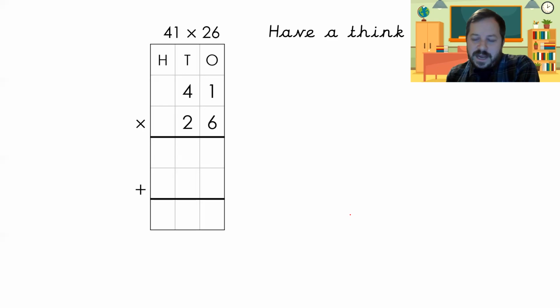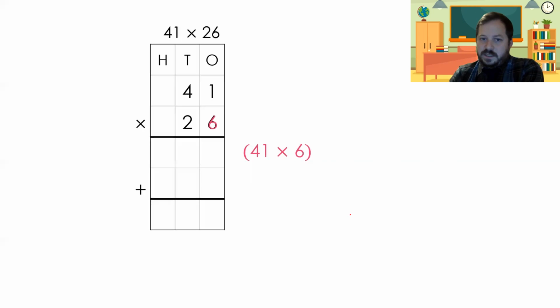Okay, so let's have a look to see the way in which we do it. The first thing we're doing is the 41 times the 6. We're doing our ones of our second number. So we do 6 times 1, which is 6. And then we do 6 times 4 or 4 times 6, but in the tens column, much like we have been doing for our other methods. And what we get is 24. And you can see that here, that's 24.